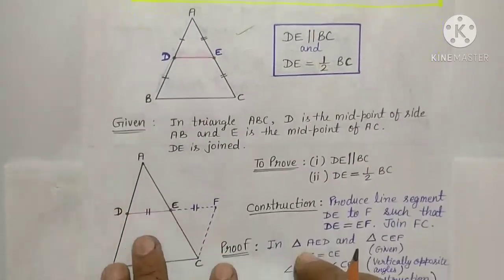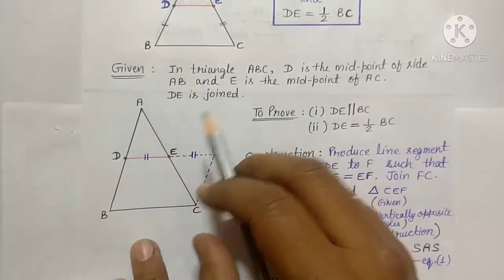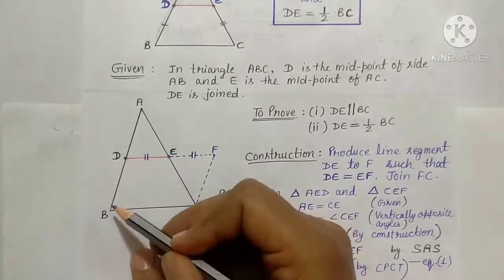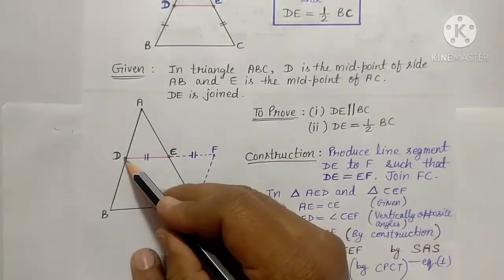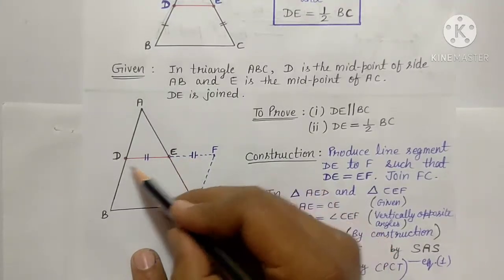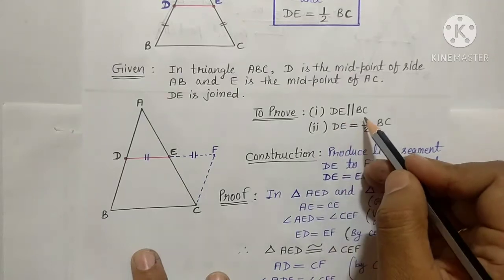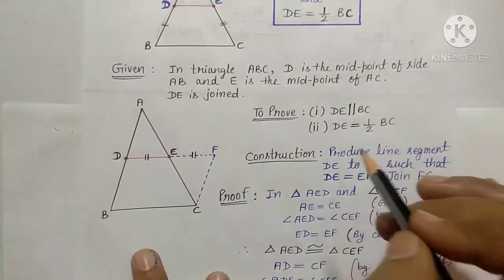Just check here. What is given to us? A triangle ABC is given in which D is the midpoint of side AB and E is the midpoint of side AC. Now we have joined DE, so we got a line segment DE. Now what do we have to prove? We have to prove that DE is parallel to BC and DE is half of BC. It means we are proving the midpoint theorem.